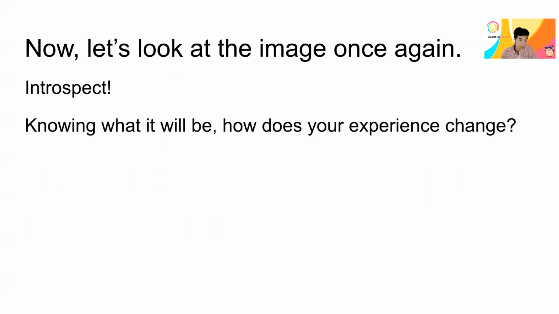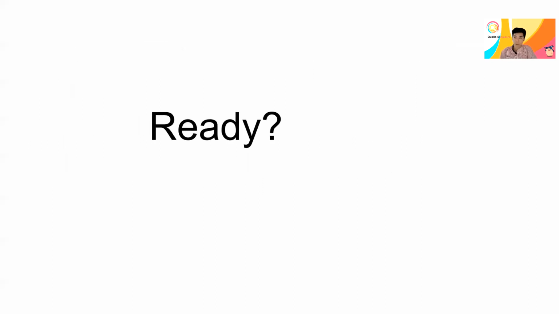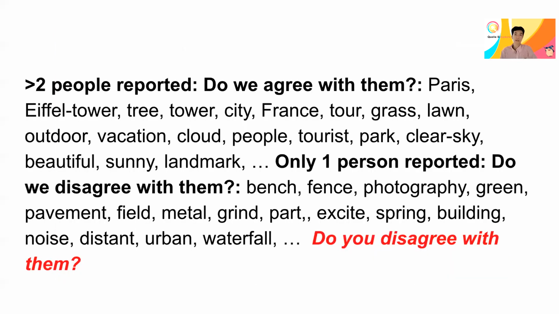Now let's look at the image once again. Now, knowing what you're going to see, just introspect on it: do the expectation and knowledge affect your experience? That's the question. Here you're supposed to look at the center of the screen, but you can also move your eyes at this point and look at the scene by introspection. Okay, ready? I'll present it a little bit longer, but that's it.